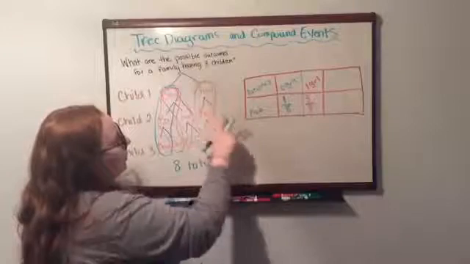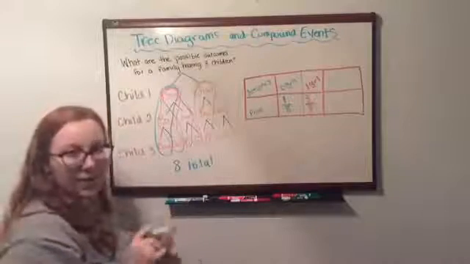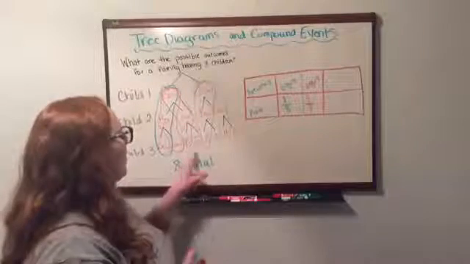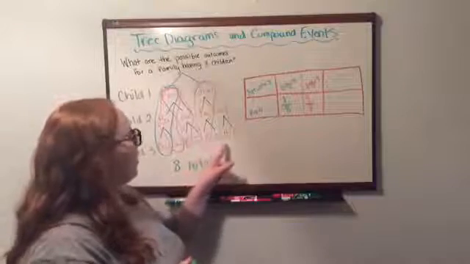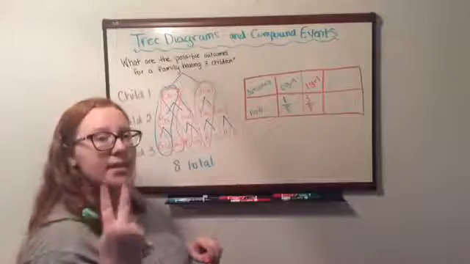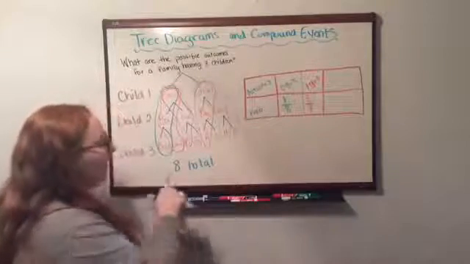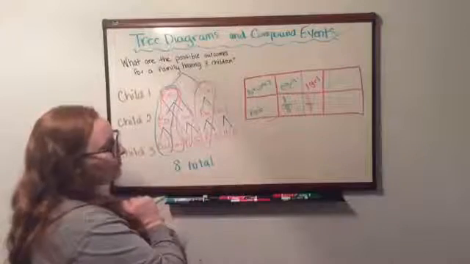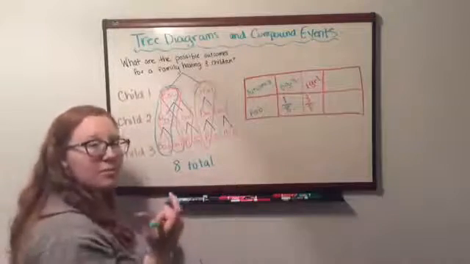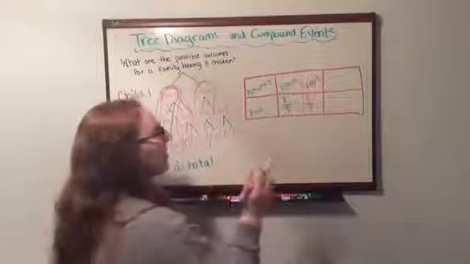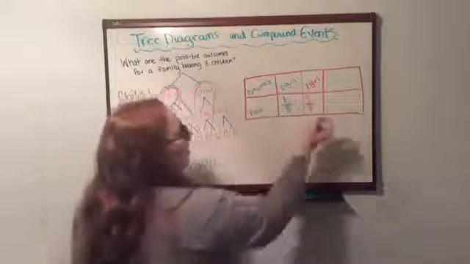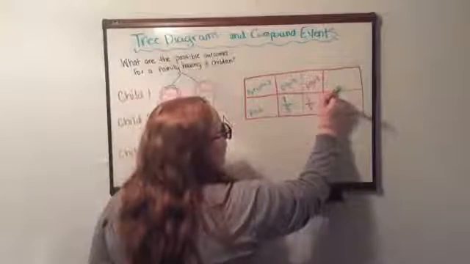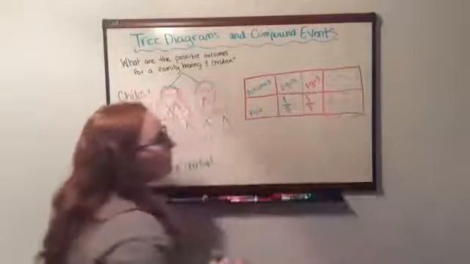And we have a girl, and a girl. Well, that's 3 girls. That's too many. So now let's see. We have 1, 2, 3. Again, we have 3 possibilities to have 2 girls out of 8 possible. So I'm going to write my probability with my desired over my possible. So I have 3 out of 8 total.